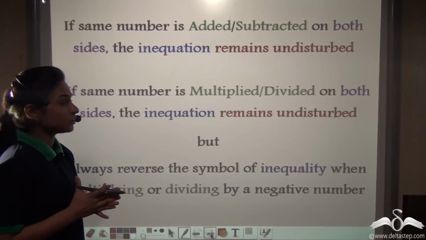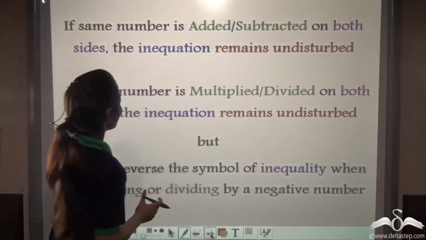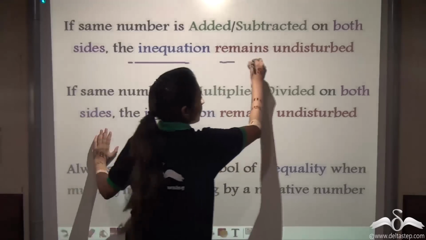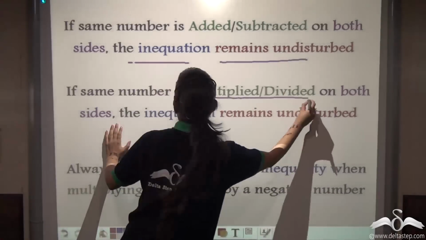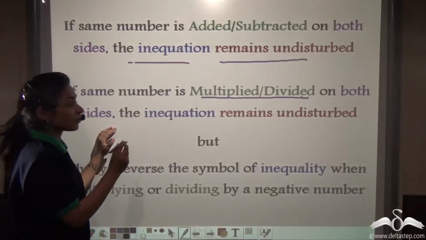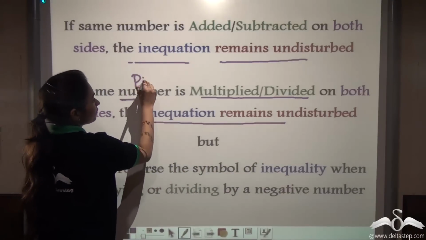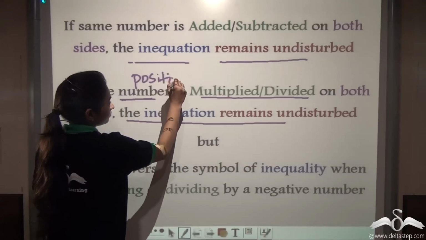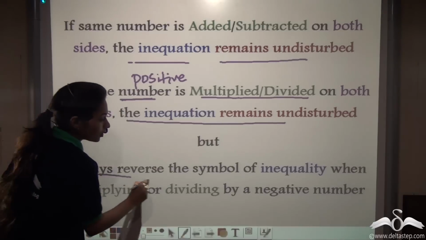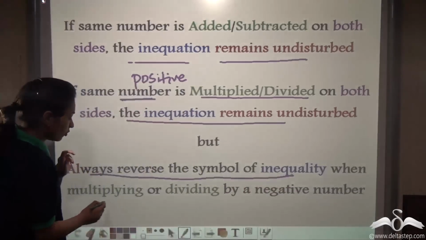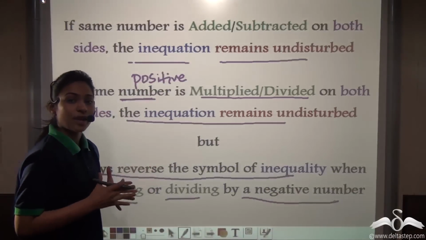So let's summarize what we learned. We learned that if the same number is added or subtracted on both the sides, then the inequation remains undisturbed. If the same number is multiplied or divided on both the sides, again the inequation remains undisturbed. But this number should be a positive number. So in the case of a negative number, always reverse the symbol of inequality whenever you are multiplying or dividing by a negative number. This is how we solve inequations.